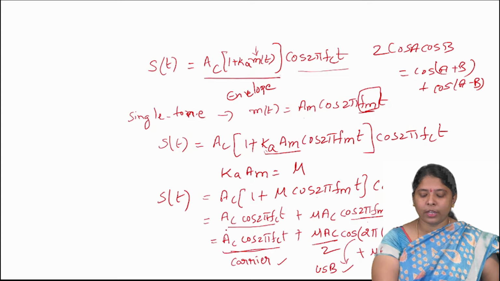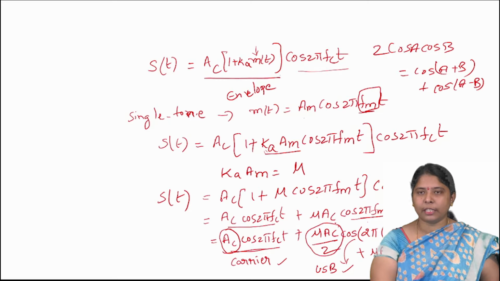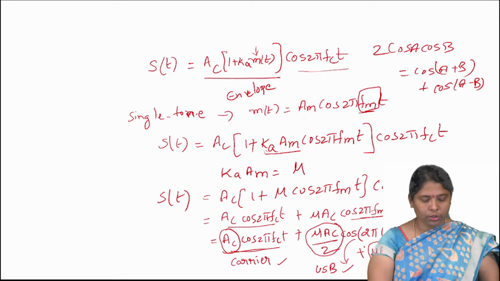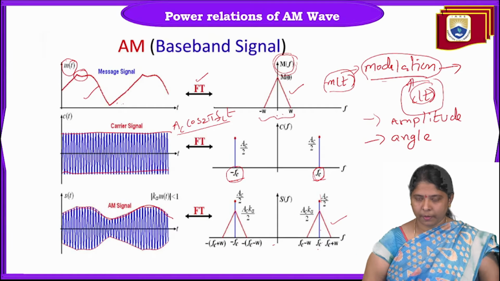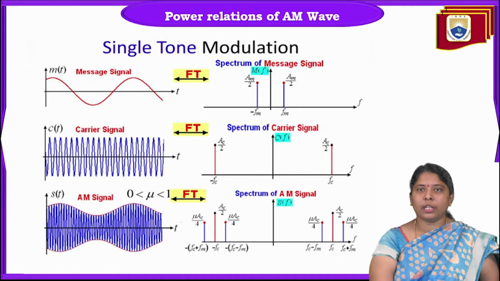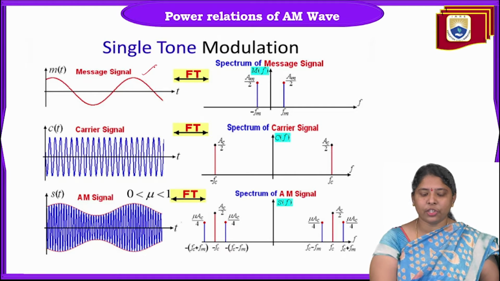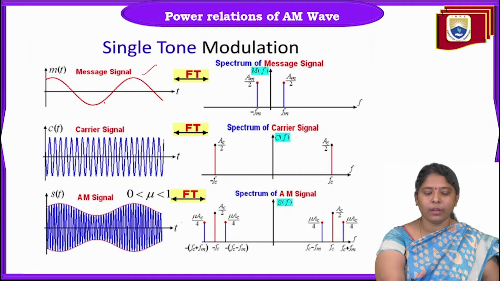So amplitude of the carrier is AC. Amplitude of the upper sideband is mu AC by 2. Amplitude of the lower sideband is mu AC by 2. So this is the time domain equation for single tone AM wave. Coming to this, it is a single tone. As I told, message signal is a cos or sine signal which contains some frequency fm, and carrier wave is also cos or sine.